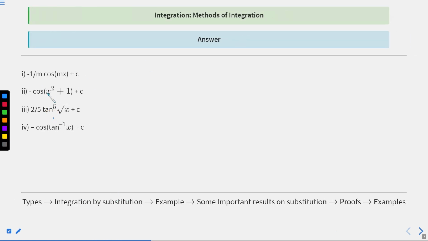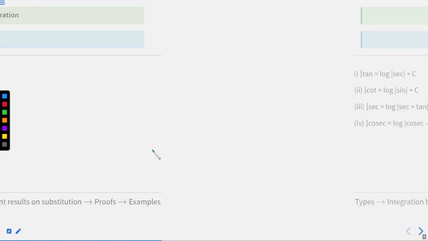So first answer, second answer, third and fourth, we got all the answers correct. I hope now you understood what substitution we are making, how we are making it, and how we are applying it to our example questions. Clear? Okay, let us move next.